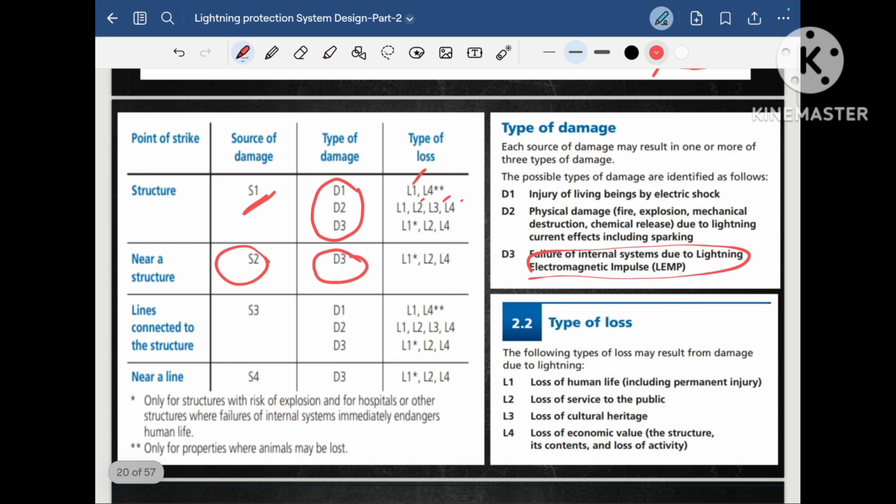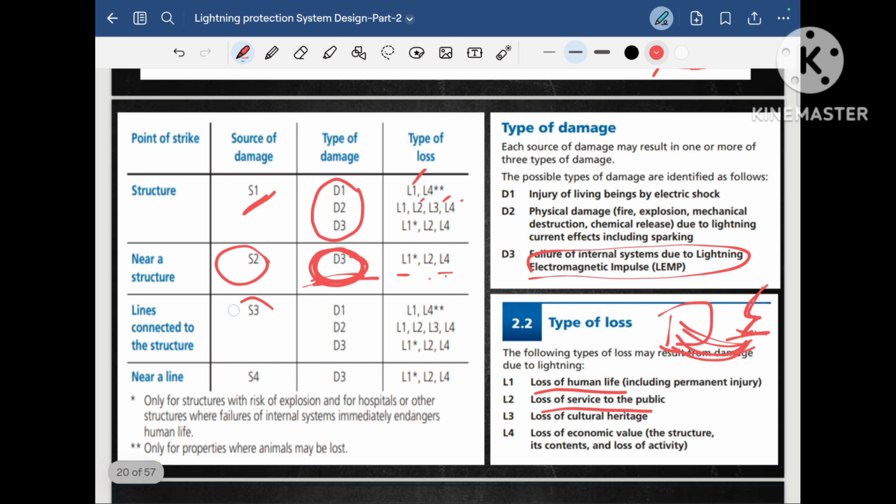As I told you, an S2 type flash is a lightning strike near our project, but there is no power cable and no telephone cable involved. The possible damage will be D3, that is the failure of internal components due to lightning magnetic impulses. The lightning magnetic impulse will create the problem for our project. So this will be the only damage that could happen. But this damage can lead to L1, L2 and L4 types of losses: it could take the life of a human being, L2, the loss of services, like the MEP system collapsing, and L4, that is economic losses.